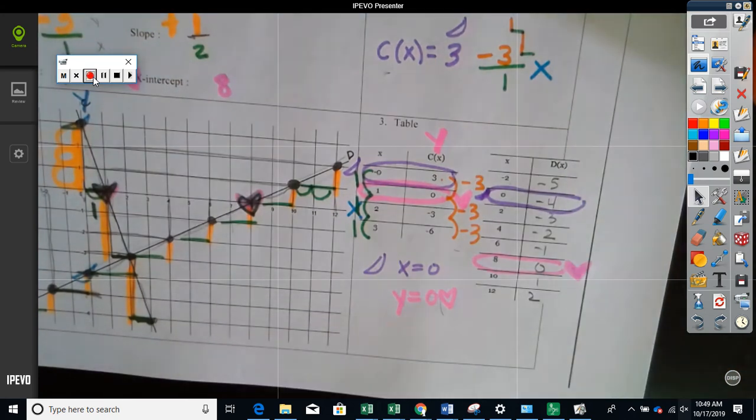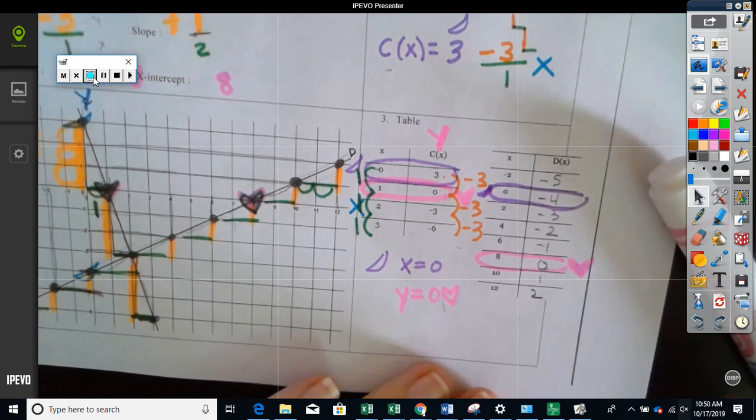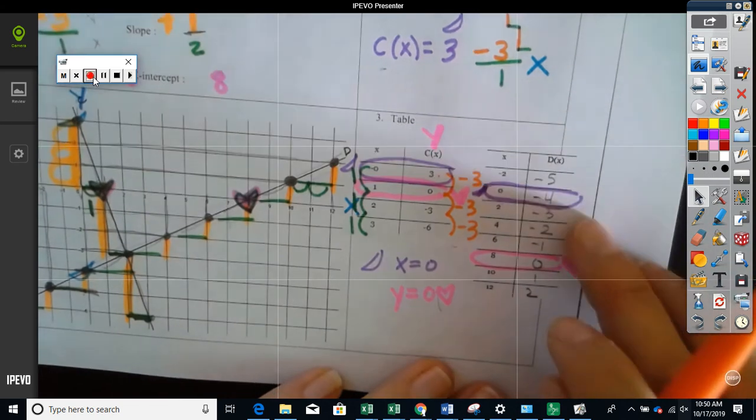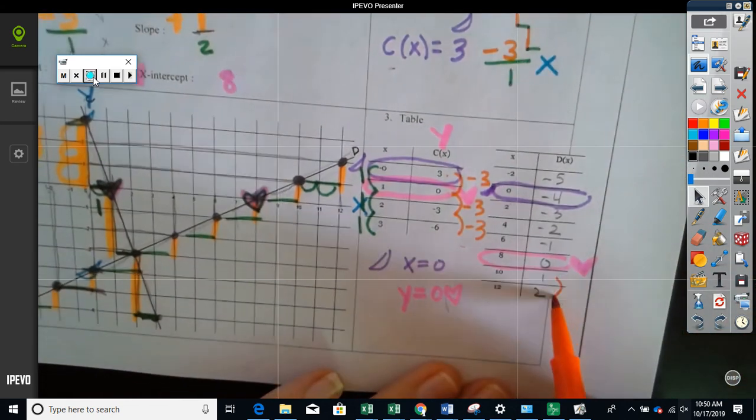Now, let's do the slope, please. Now I need you to do the slope on your paper. If the negatives are difficult, go to the positives. 1 to 2, what's the change there?